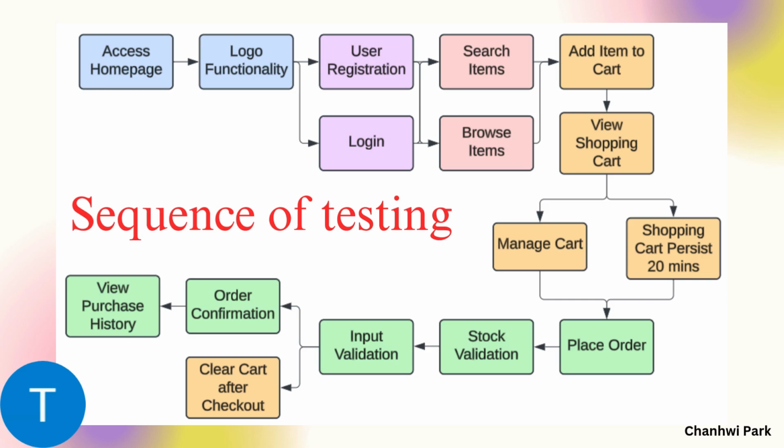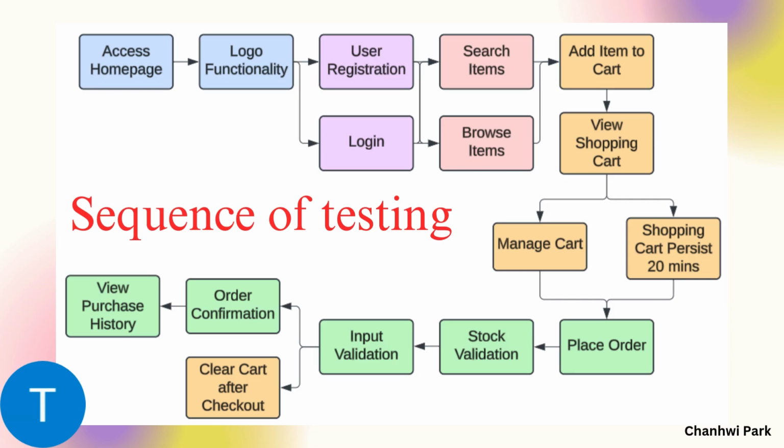The following structures to be tested are search items with keywords and browse items by categories. Without searching for items, we cannot add them to the cart, so these structures need to be tested before cart functions. Next, we test the add item to cart function. Even within the same phase, this requires testing before other cart structures. For example, to test manage cart, items need to be added first. For the same reason, view shopping cart is the next structure to test. Then we can test manage cart and shopping cart persistence for 20 minutes.